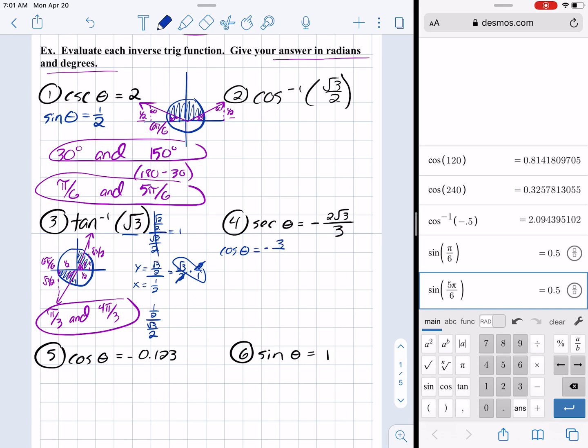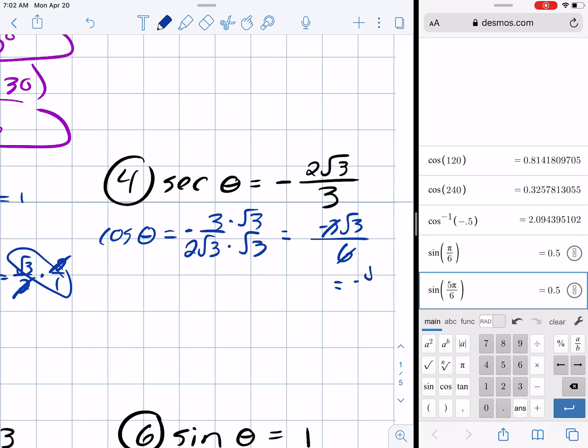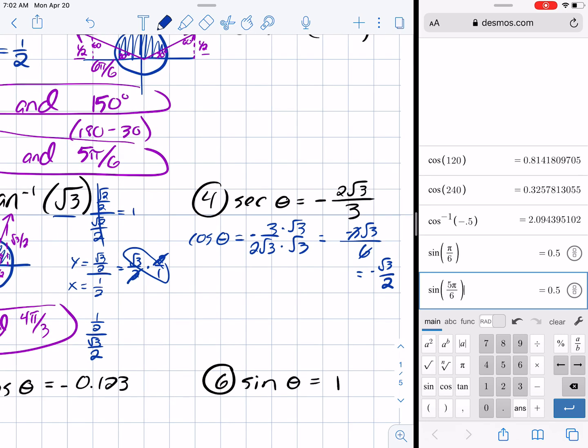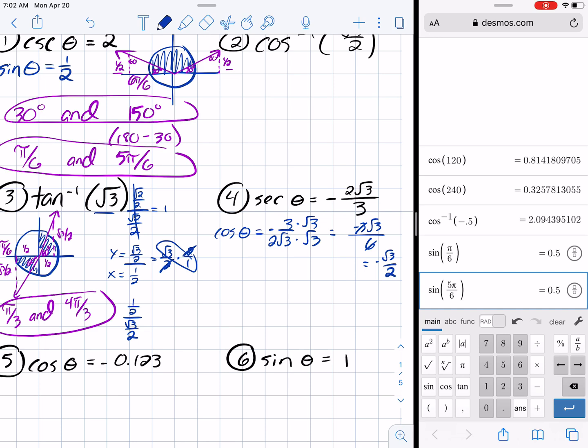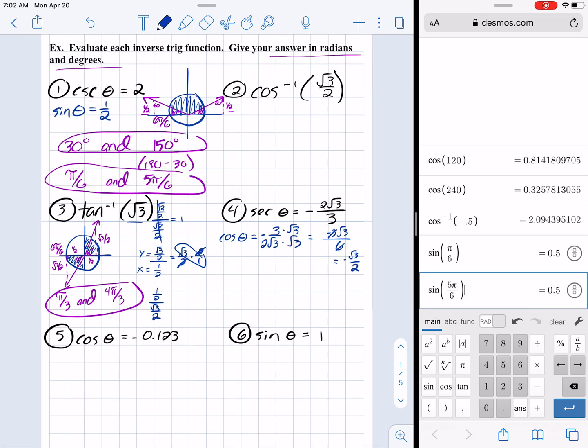Just flip this. Negative 3 over 2 root 3. Multiply top and bottom by root 3. We get negative 3 root 3 over 6. And then hopefully you see this is just negative root 3 over 2. Okay? So whenever you see that negative 2 root 3 over 3, that just came from the ratio of root 3 over 2. Okay, go ahead and pause the video, work through these next 4 problems.